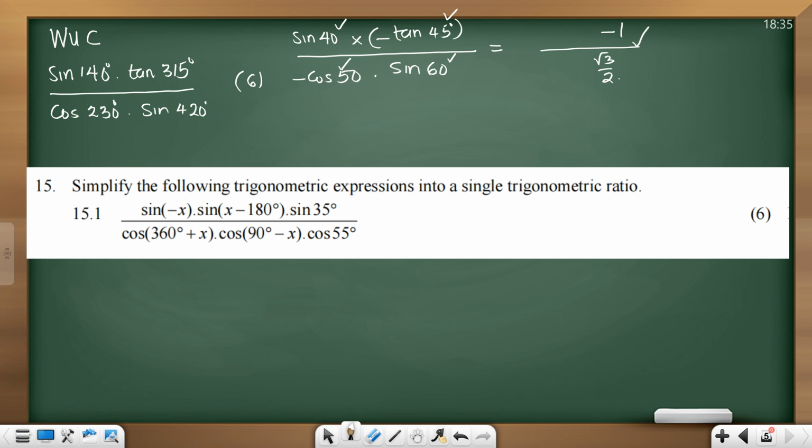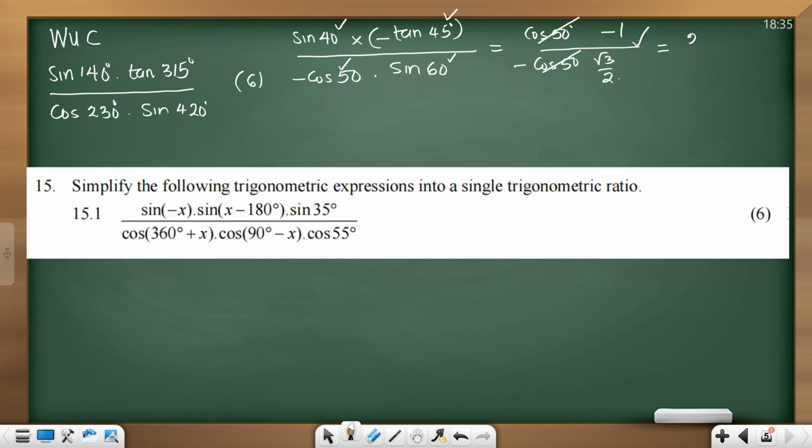But what do you notice? Sine 40, please add, do the maths. I have a sine 40, I have a cos 50. What is 40 plus 50? Once I see that, I can change whichever one. This is the same thing as what? Cos 50. Because 40 plus 50 would give me what? 90. Negative cos what? 50. Do you notice that would divide each other? Negative divided by negative would give me what? Positive 1, right?